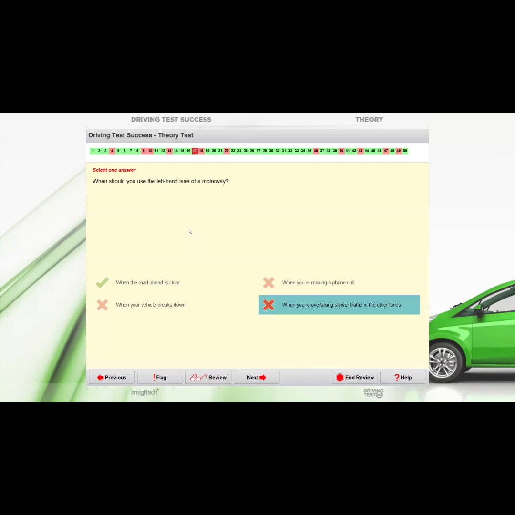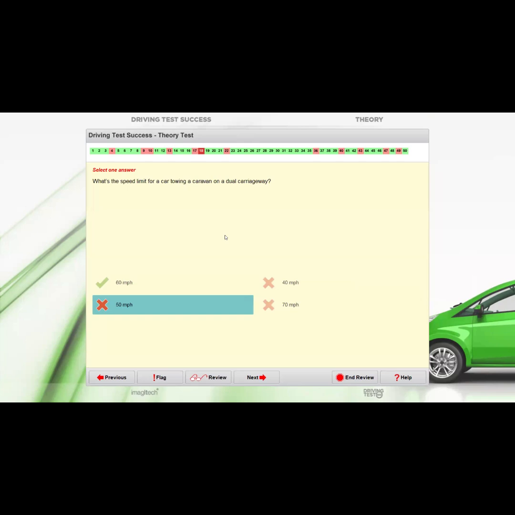That's important information, because there's normally a question on lane changing on motorways. You should be in the left-hand lane unless you're overtaking. That's the bottom line. Is that okay? Okay, you got these ones. You've done well with these.